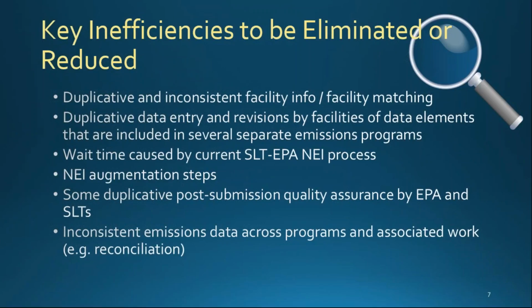Oftentimes there's wait time caused by the current process in the National Emissions Inventory between the states, locals, and tribes and EPA, and so we're trying to make sure that where appropriate we can streamline that process to remove or reduce the wait time as much as possible. And part of that as well is recognizing there may be opportunities to streamline the augmentation requirements with regard to NEI so that we're not, every time those are submitted, having to go through the uncertainty of what augmentation might occur. Maybe we can find ways to build in those steps so that we streamline that process but maintain the comfort and accuracy associated with that.